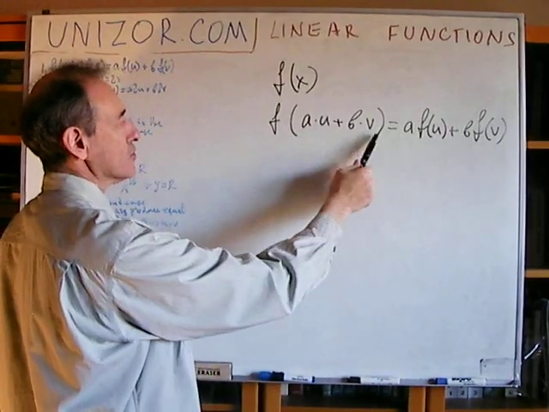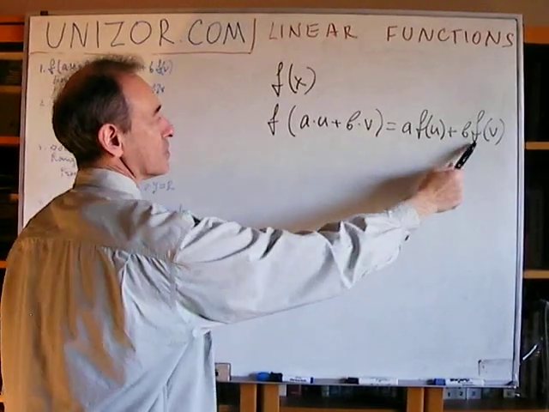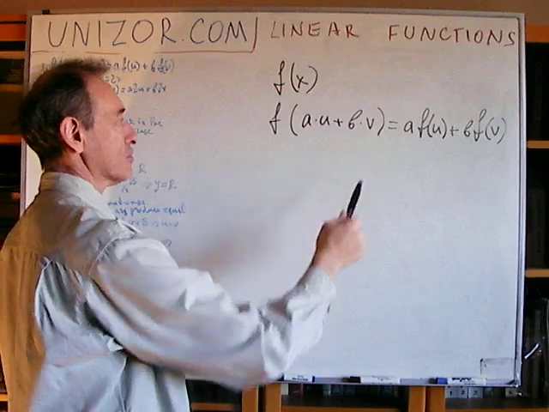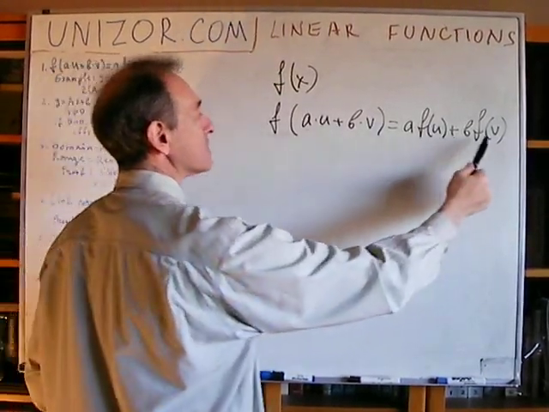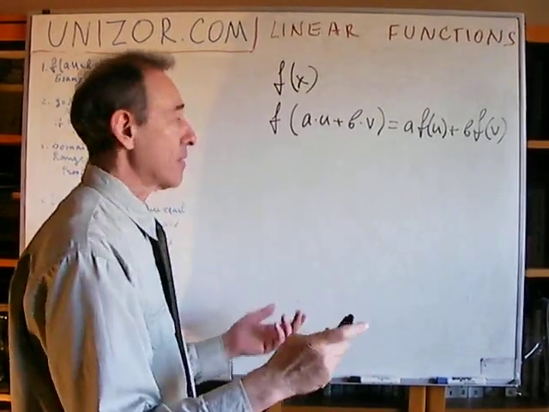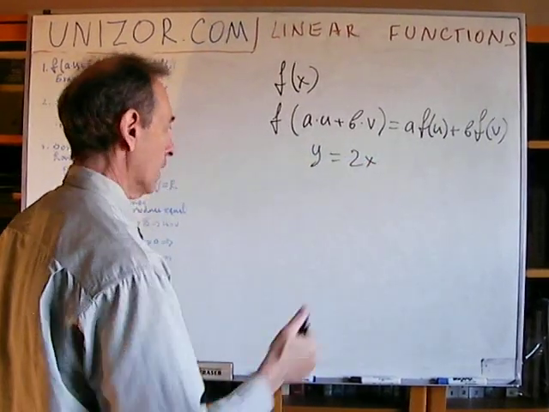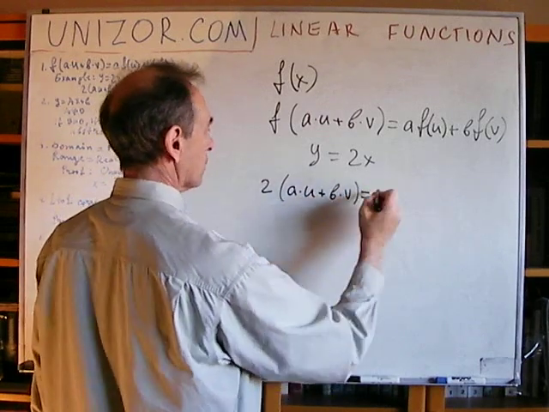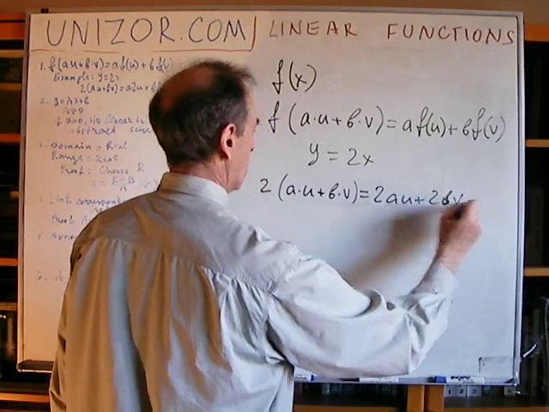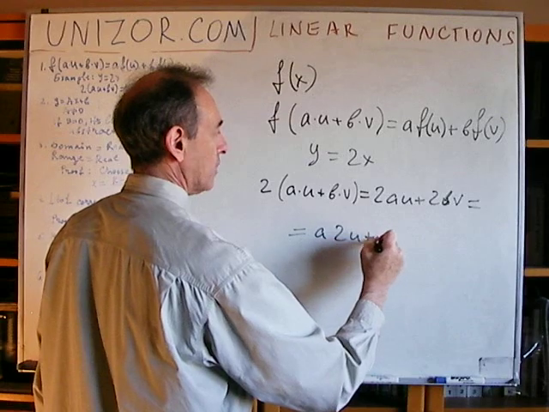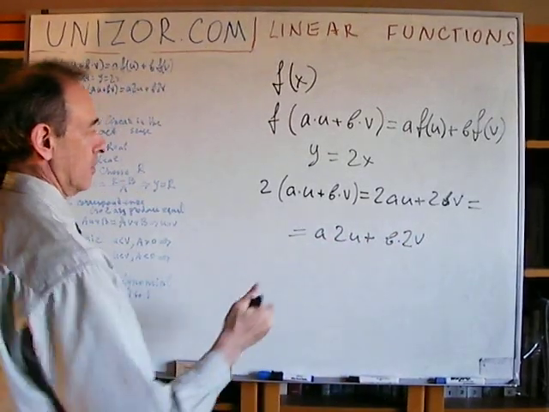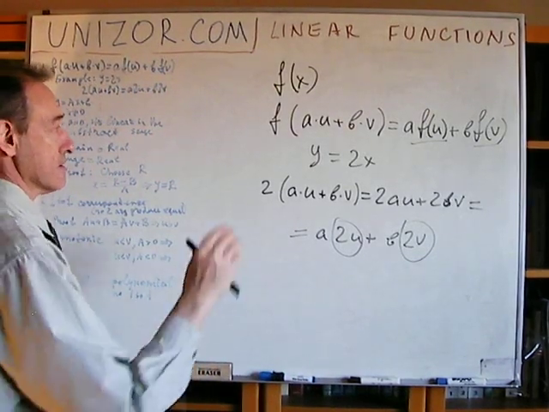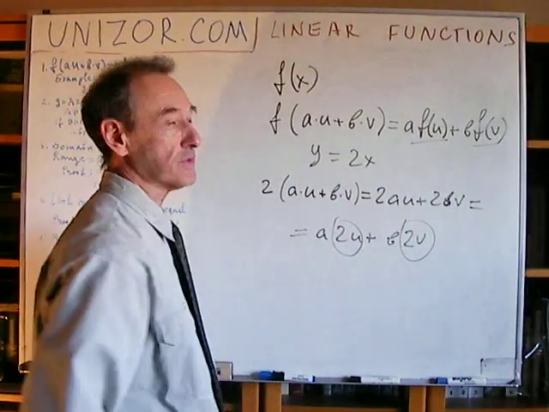So, u and v are numbers where the function is defined. Now, if you multiply u by some factor a and v by some factor b and combine them together in this expression, then the function, if it behaves this way, can be called a linear function. An example, obviously, is f of x equals 2x. Indeed, 2 of au plus bv is equal to 2au plus 2bv, which is equal to a times 2u plus b times 2v, right? So this becomes f of u, and this becomes f of v. So this property of abstract linearity is preserved in this particular function.